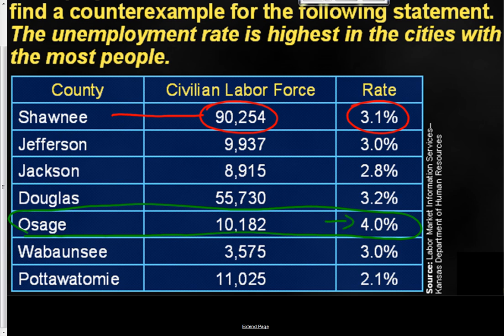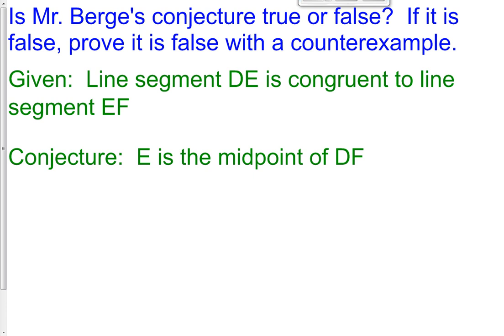So my counterexample to this statement, unemployment rate is highest with the cities with the most people, would be Osage, because that clearly has the highest unemployment rate for not the largest city. So a counterexample is an example that proves a statement false. Here's a question I have for you. Is Mr. Berge's conjecture true or is it false? If it is false, prove it is false with a counterexample. And a counterexample can sometimes be words, but oftentimes it could just be a picture. So picture or words, you could use to write a counterexample.